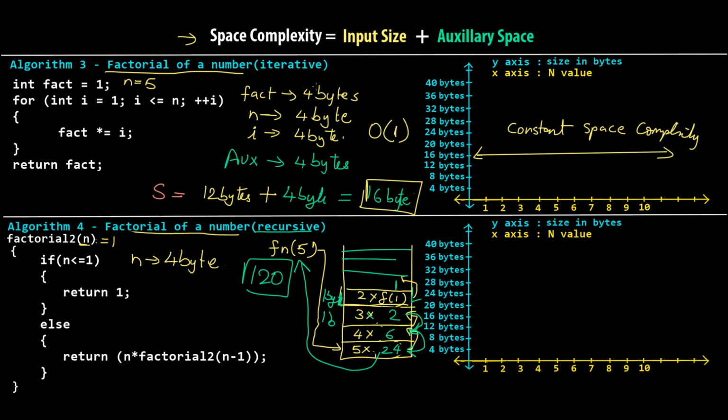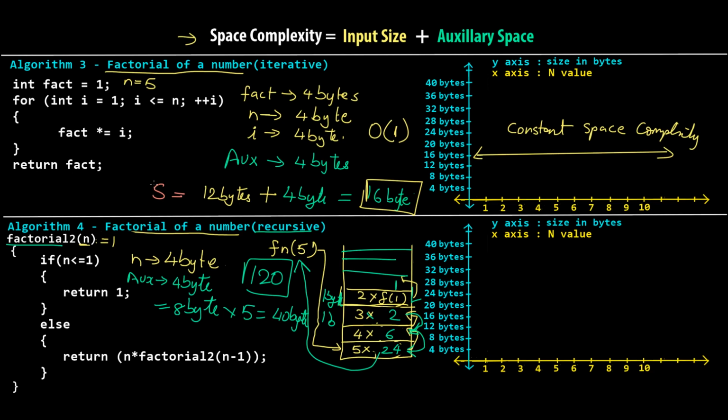So we have auxiliary space for one function call. Let's assume the auxiliary space is 4 bytes. But remember that we are calling this same function 5 times. So 4 plus 4 for one function call is equal to 8 bytes. And this same function is called 5 times. So 8 into 5 becomes 40 bytes, right? You can see there is growth over here.